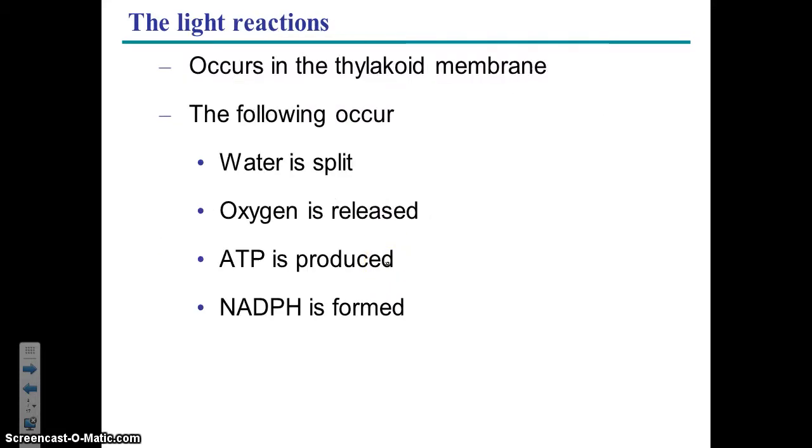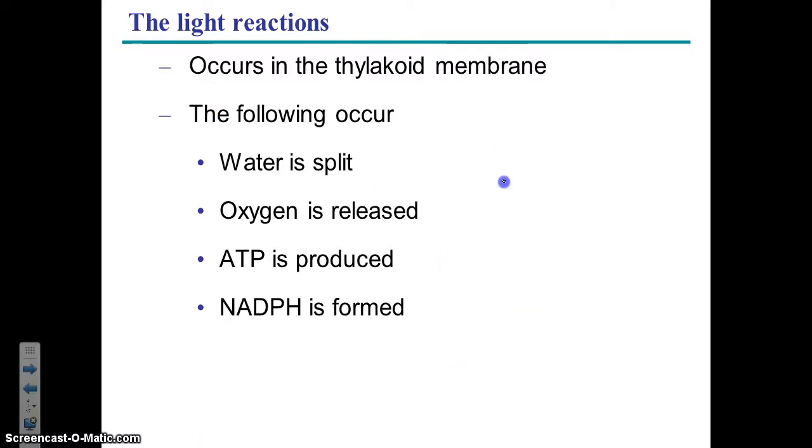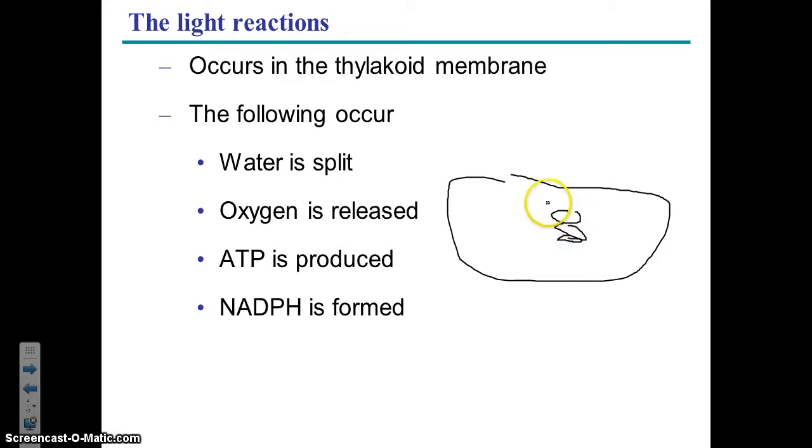So the light reactions occur in the thylakoid membrane. I wish I could write, or I guess I can draw actually, let me get out my pointer. Remember we drew a chloroplast on the board, and then inside the chloroplast were those sacs, or sort of like discs. So the light reactions occur in the membranes of these discs, which we call the granular thylakoid membranes.